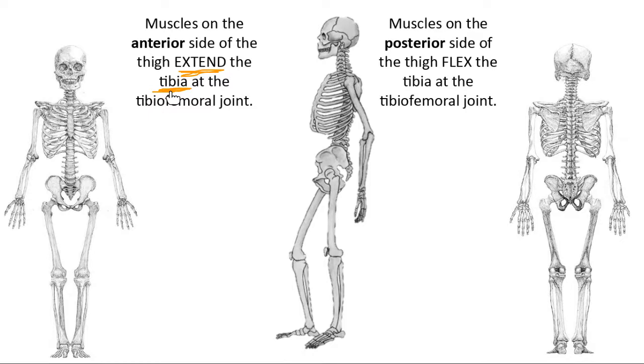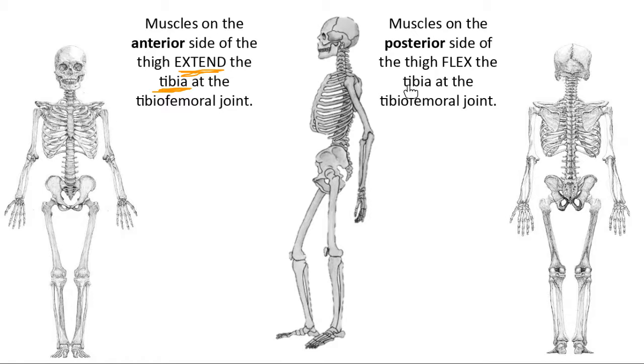When we talk about movements of the tibia, if you live on the front side of the thigh, when we were talking about front side up here, this did flexion of the femur. When we talk about now movements of the tibia down a little bit lower, if you live on the front side of the thigh, you extend the tibia, meaning you pull the tibia forward. If you live on the back side of the thigh, you flex the tibia, meaning you pull the tibia backwards.